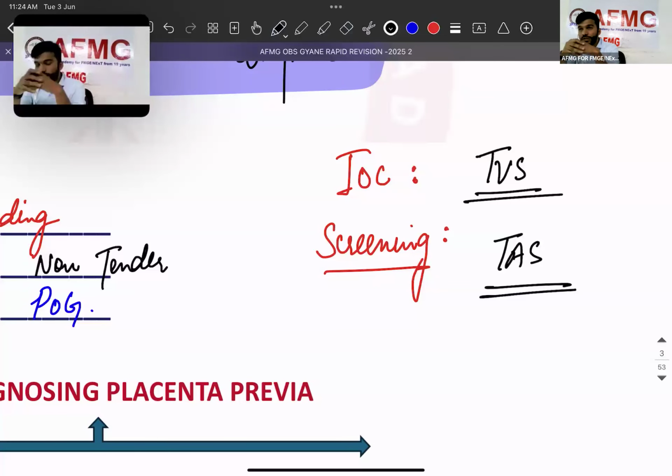Okay. So here, what is the investigation of choice? Trans-vaginal scan. But trans-abdominal is the screening for placenta previa. If the screening test is inconclusive, at that time, which test can we go for?